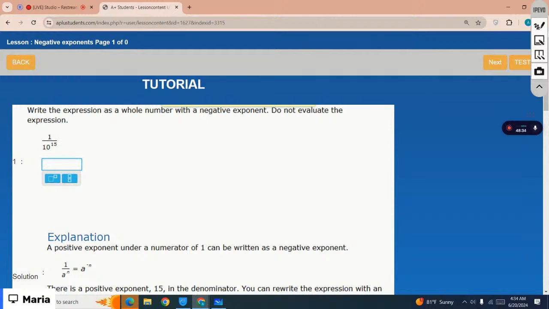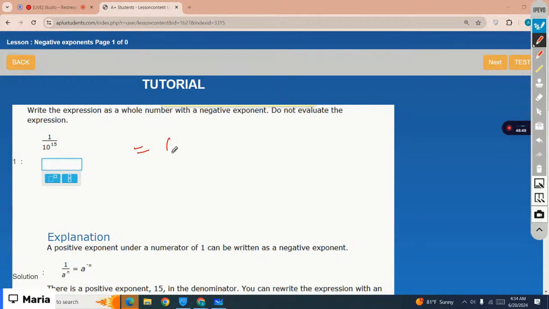A positive exponent under the numerator of 1 can be written as a negative exponent. Like that is dividing, right? 10 exponent 15 is dividing. You can write the exponent as negative. That would be 10 exponent negative 15, because earlier that was in the denominator, but now it is in the numerator. So the exponent is now negative, right?